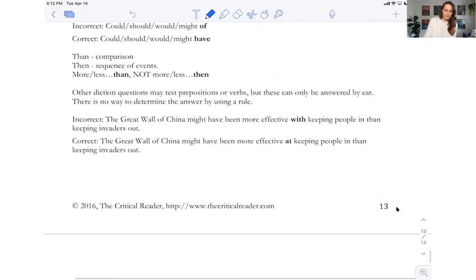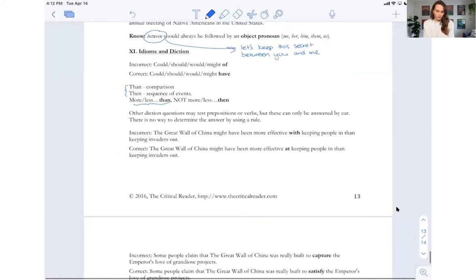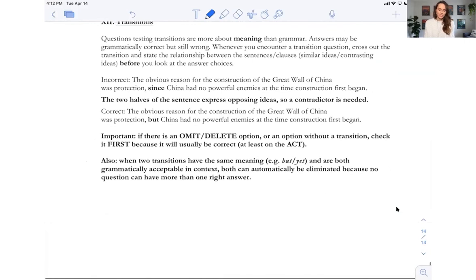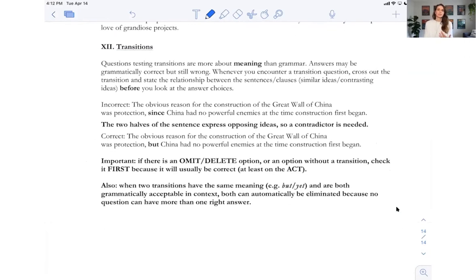Then for comparison, then for a sequence of events. If you use more or less, you need to use than, because you're comparing things, right, with the more or less. Transitions, we're going to look at a couple of questions dealing with transitions when we look at the section in a minute. And that basically wraps it up.